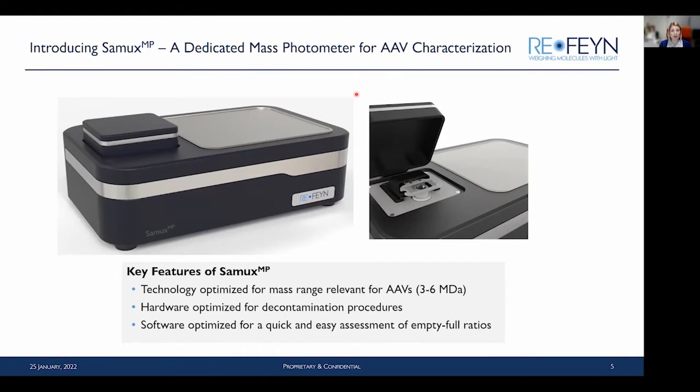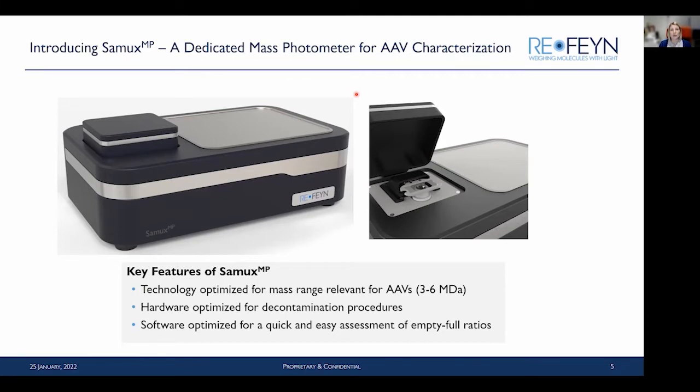So we changed the mass photometer in three significant ways to receive the Samux MP. Firstly, we optimized the technology to a mass range relevant for AAVs, which is between 3 and 6 megadalton. We also changed and optimized the hardware so that it can easily be decontaminated and doesn't pose a risk of remaining AAVs. Finally, we changed the software to optimize it for a quick and easy assessment of empty-full ratios.